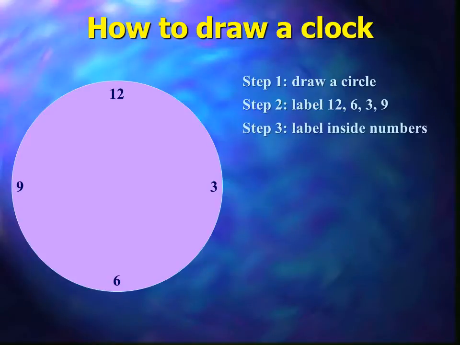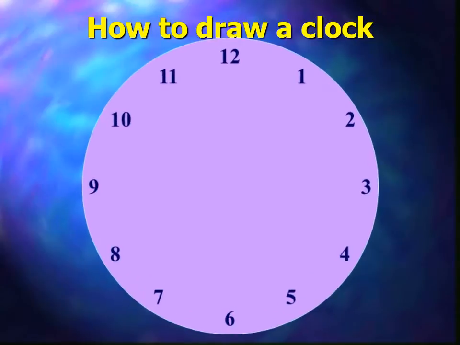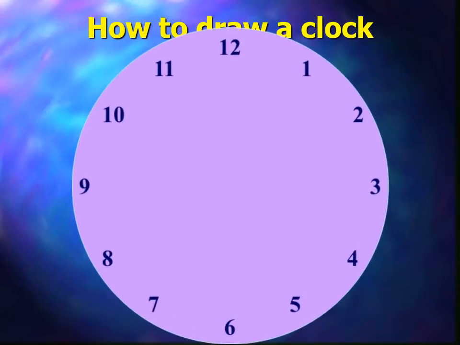Step 3, label the inside numbers, starting with 1, then 2, 4, 5, 7, 8, and finally 10 and 11. Now you have your clock completely done. Isn't it amazing?